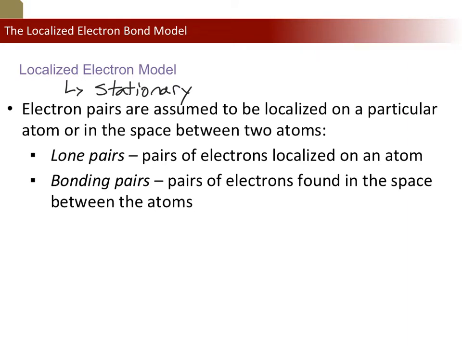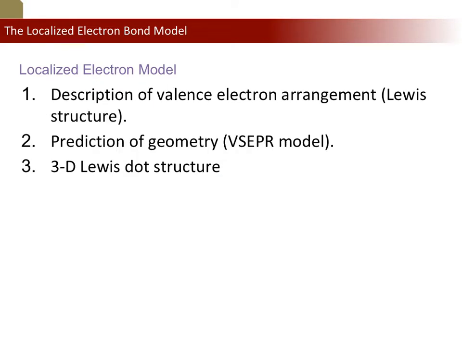Now, there are multiple ways to represent the localized electron model, and Lewis dot structures are just one of them. Other models include the VSEPR models and also 3D Lewis dot structures, which we'll talk about in a minute. In the localized electron models, the electrons are assumed to be localized on a particular atom. They're not in fact staying stationary, but we imagine them that way. Electrons can be described in two ways, as a lone pair of electrons or a bonding pair, which is shared between two atoms. As I talked about in the last slide, there are three ways that we're going to talk about local electron models. The first is the Lewis dot structure, and the other is the VSEPR model.